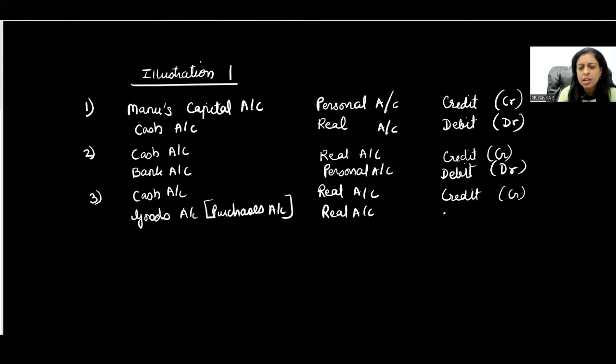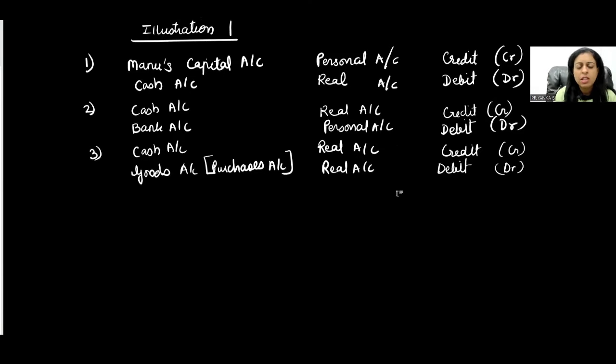And goods are coming into the business. Debit what comes in, credit what goes out. Fine. So in this way, we can apply the rule of real account in both cases.